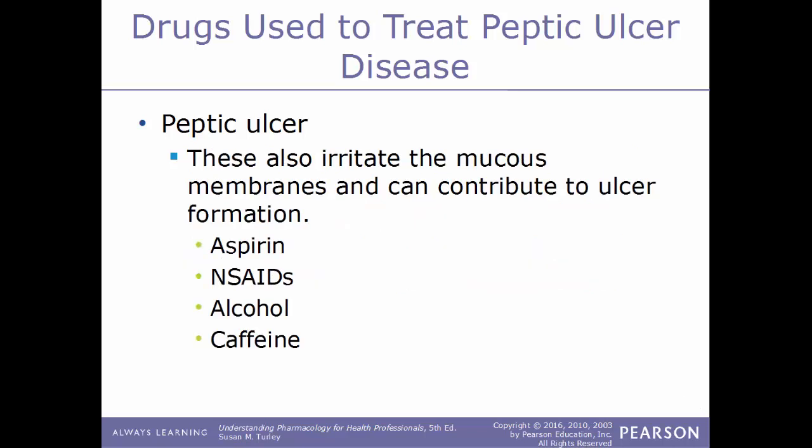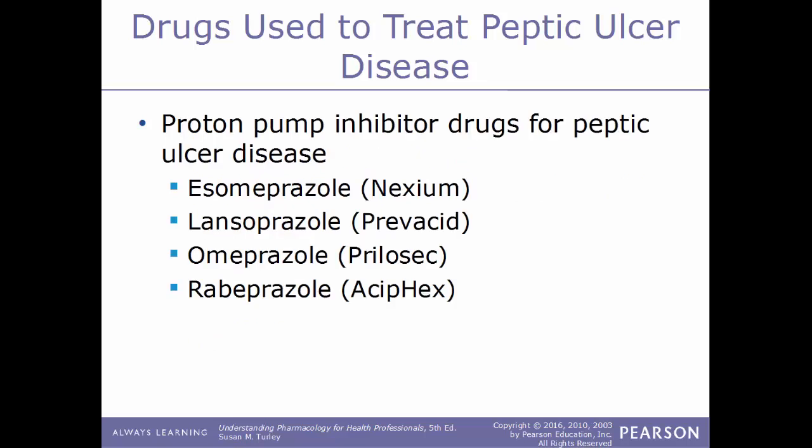There are some common products that can contribute to the formation of an ulcer because they irritate the mucous membranes, and some of those products would include aspirins, NSAIDs, non-steroidal anti-inflammatory drugs, alcohol, and caffeine. So if you have any type of peptic ulcer, any one of these will make it feel a lot worse. Drugs that are used to treat peptic ulcers. These are the proton pump inhibitor drugs for peptic ulcer disease. Esomeprazole, which is Nexium; lansoprazole, which is Prevacid; omeprazole, which is Prilosec; and rabeprazole, which is Aciphex.